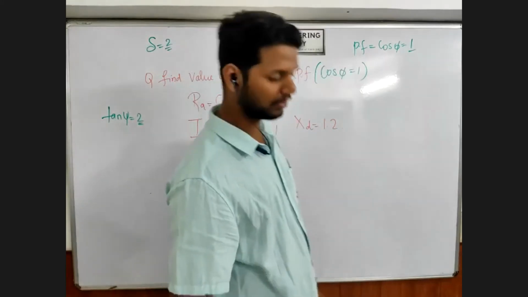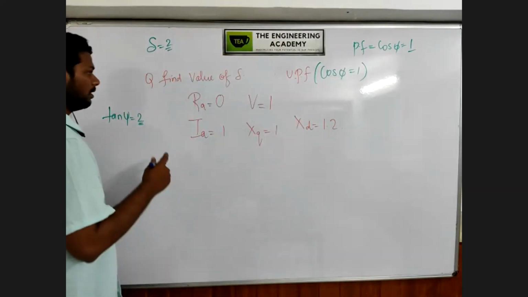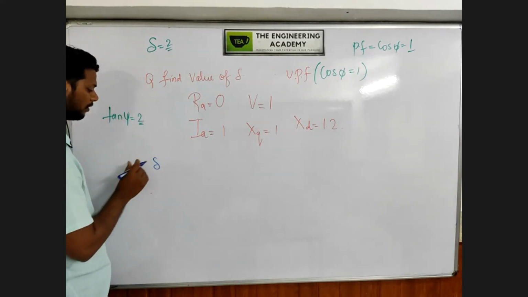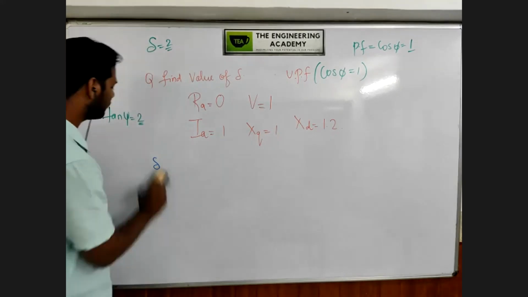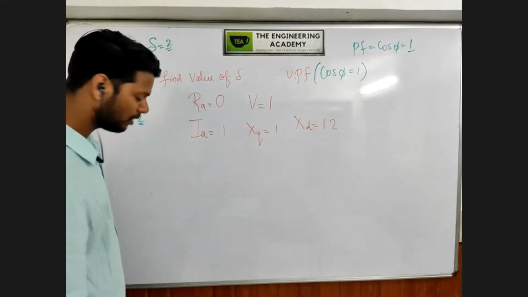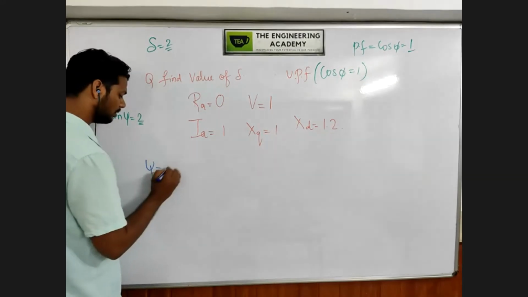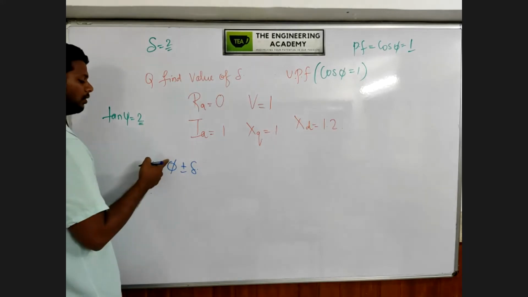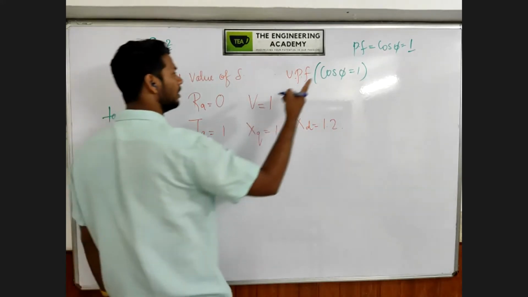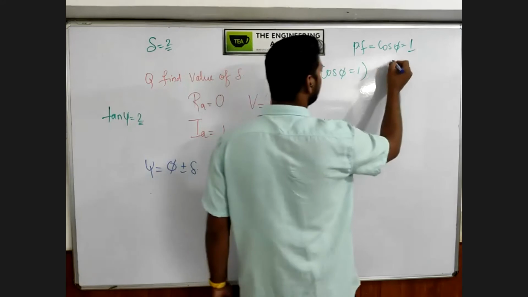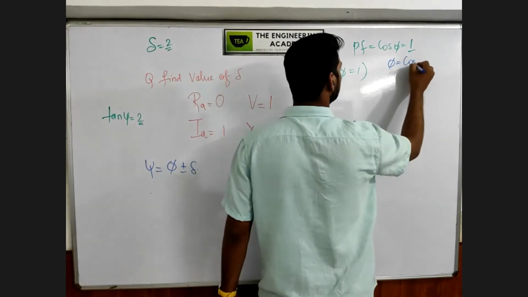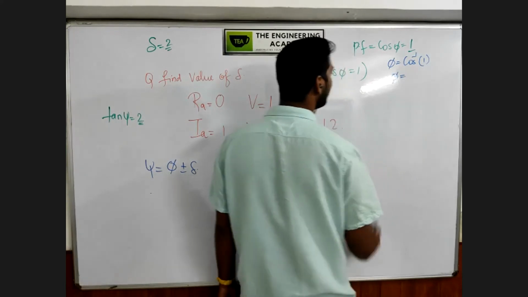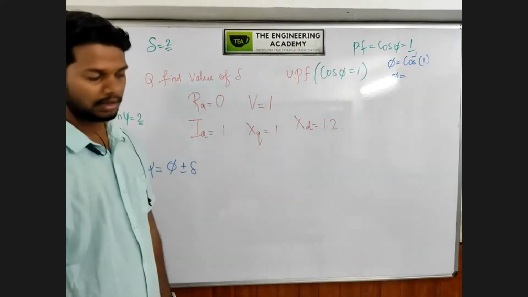I will tell you how to solve this question. To calculate del, first of all we have to know the values of psi and phi. Why do we have to know the value of psi? Because psi is equal to phi plus or minus del. If we know the value of phi, we can find it by taking cos inverse of 1.